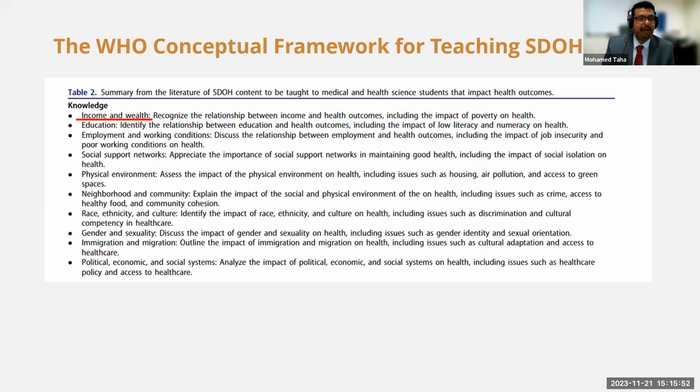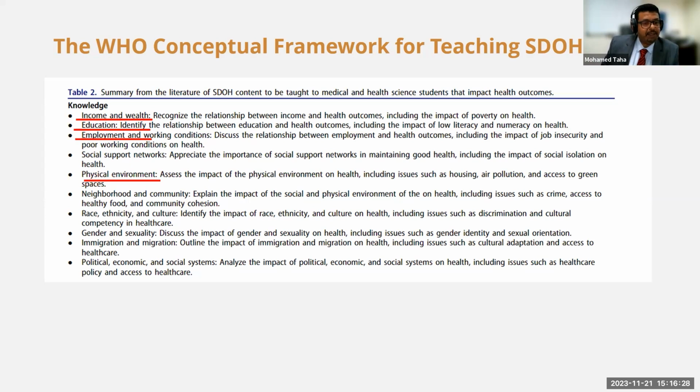For the knowledge, they highlight the importance of integrating income and wealth into the curriculum, and the importance of education, and identifying the relationship between education and health outcomes, including the impacts of low literacy and numeracy on health. And also at the knowledge level, employment and working conditions, and how these can affect our health and health outcomes, including the impact of job insecurity and poor working conditions on health, including occupational health and so on.